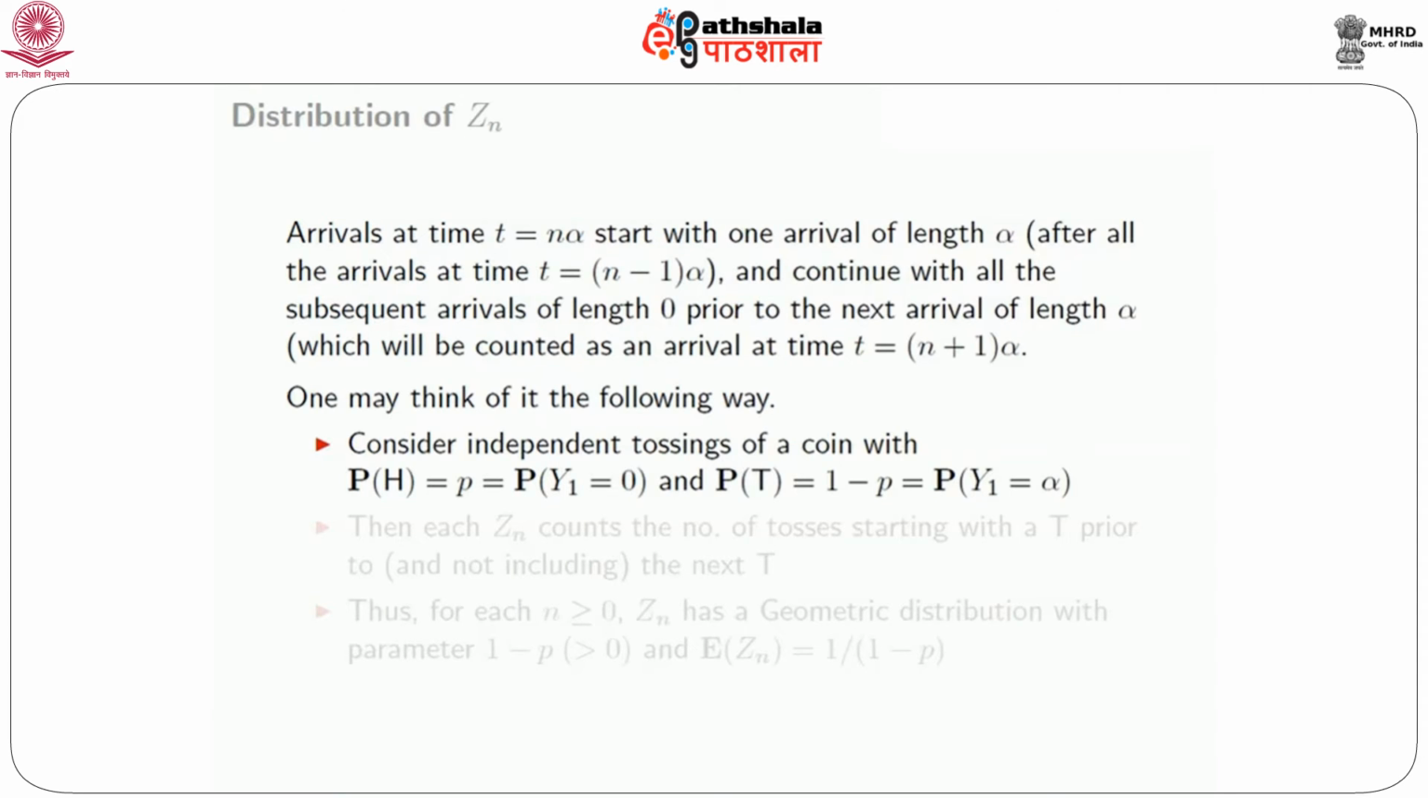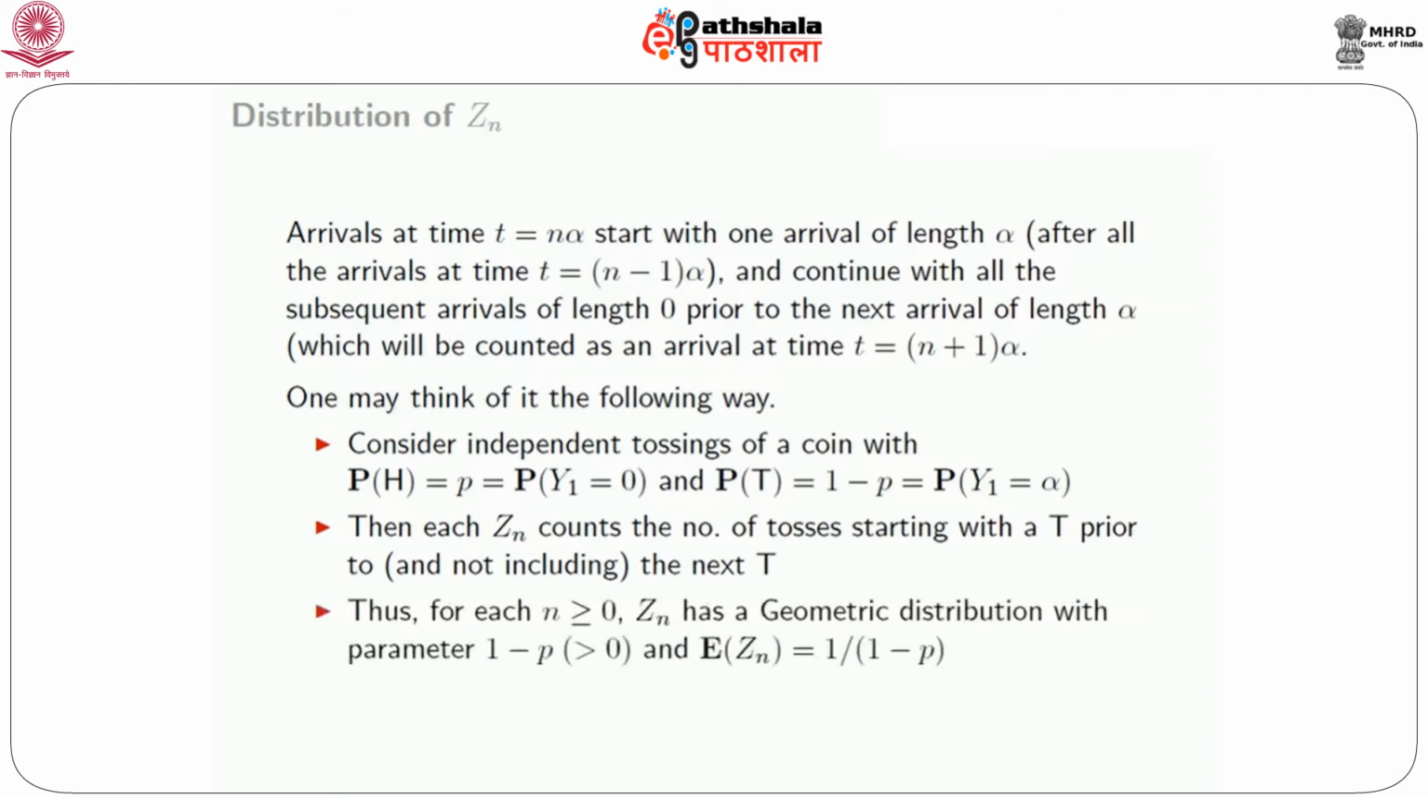So here is one way of thinking about it. We are interested in the distribution of Zn. There is a number of arrivals of the n hat t process at time t equal to n alpha. Consider independent tossings of a coin. Heads probability is p, which is the probability that y1 is 0, and tail probability is 1 minus p, which is the probability that y1 is alpha. Then each Zn counts the number of heads starting with a tail, prior to and not including the next tail.